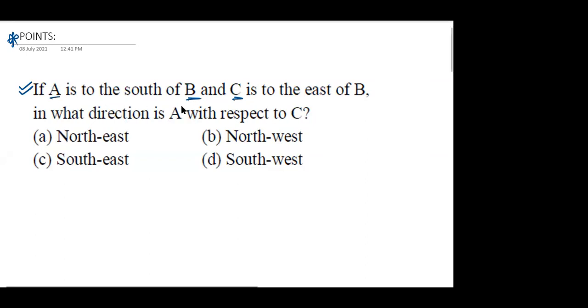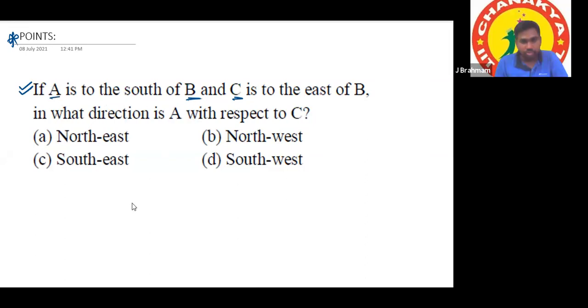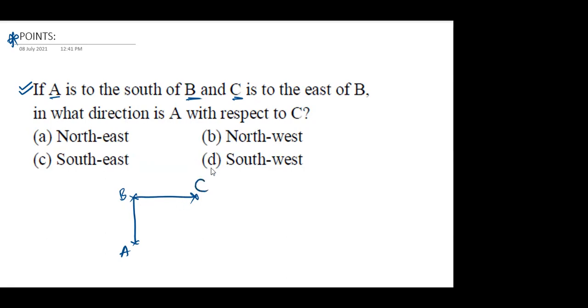A is to the south of B. So if B is here, on the south of B it is A. Next, C is to the east of B. To the east of B somewhere it will be. Here distances are not mentioned, so that is of our choice. So C is here. Next, that's all.